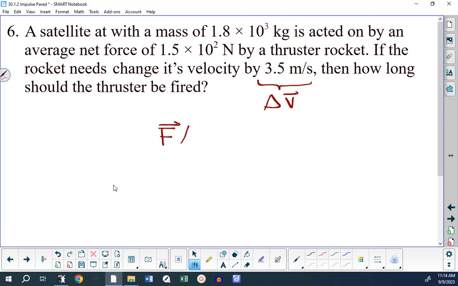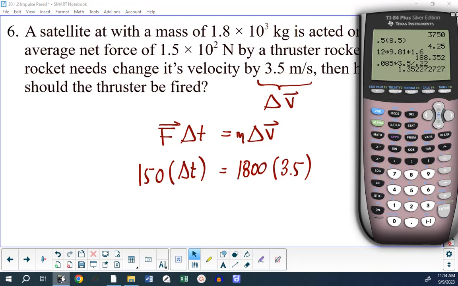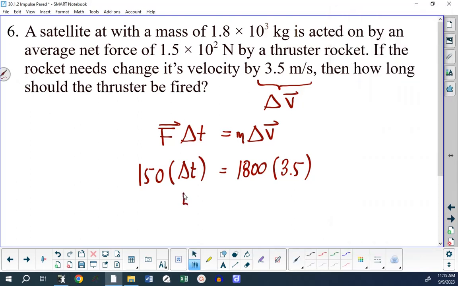Very basic question, F delta T equals m delta v. F is 150 newtons. The time is what we're after. The mass is 1,800 kilograms. And the change in the velocity is 3.5 meters per second. We're in the realm of stealing candy from a baby at this point. It's just 1,800 times 3.5 divided by 150, which gives me 42 seconds. So the thrusters need to be fired for 42 seconds.